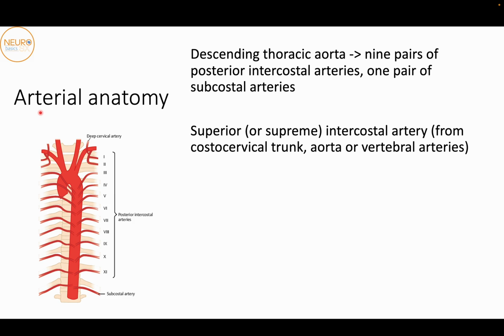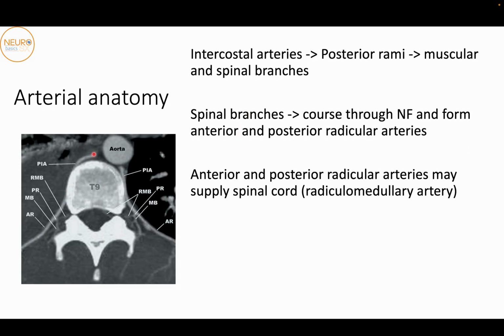Right, so this area is supplied predominantly by the thoracic aorta, and from this you get 9 pairs of posterior intercostal arteries which will form the segmental arteries. You also get one pair of subcostal arteries to supply the T12 vertebra, and you also get supply from the costocervical trunk, a branch of the vertebral arteries, for the first 2 vertebrae through the superior or supreme intercostal artery. So these vessels, as we can see over here, this is the posterior intercostal artery.